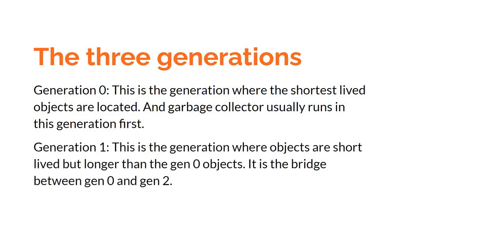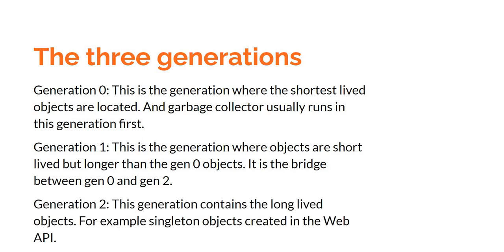Next generation is generation 1. This is the generation where objects are also short lived, but they live longer compared to generation 0 objects. When we get into details of how the garbage collector works, this will become much clearer. And this is kind of a bridge between generation 0 and generation 2. And finally, we have generation 2, which contains the long-lived objects. For example, as I mentioned earlier, a singleton object created in a web API will usually end up in generation 2. In a subsequent slide, we'll talk about how the promotion from one generation to another happens.